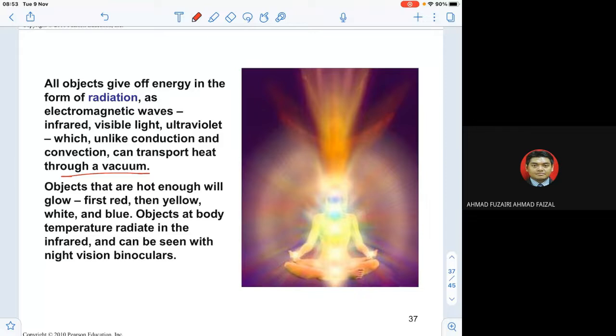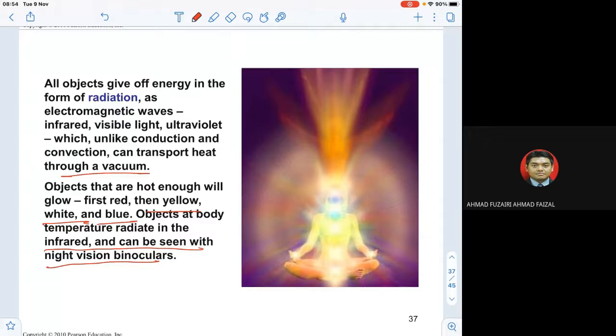Objects that are hot enough will glow, first red, then yellow, white, and also becoming blue. Objects at body temperature radiate in the infrared and can be seen with night vision binoculars. We cannot see it ourselves. That's why the snake, for example, hunts its prey using infrared vision. The snake can see heat from its victims so that it can hunt at night.